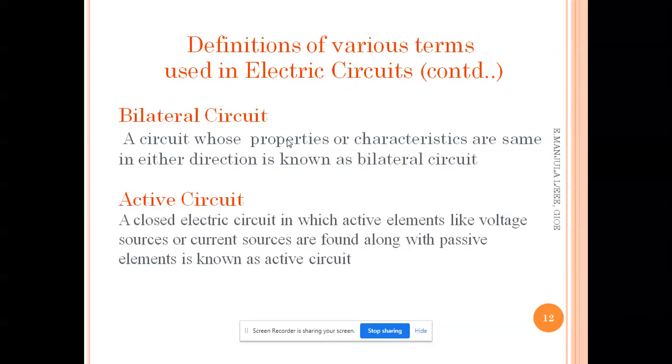Active circuit. What is an active circuit? A closed electric circuit in which active elements like voltage source or current source are found along with passive elements is known as an active circuit. We already know active elements and passive elements. Active elements are the sources, voltage sources or current sources. I can take a battery as an active element. The passive elements are resistor, capacitor and inductors. If there is a combination of both active and passive elements in a circuit, then that circuit is called an active circuit. It means in a circuit there should be an active element.